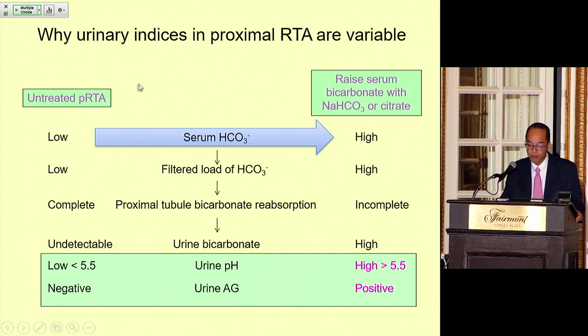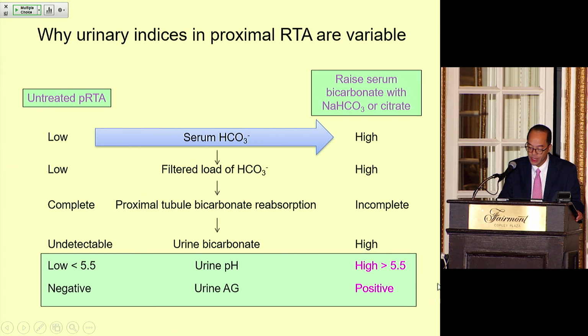Now, if, for example, you were to treat this patient by giving the patient sodium bicarbonate or sodium citrate and attempt to force that serum bicarbonate up, now they start filtering more bicarbonate. It exceeds the threshold for reabsorption by the proximal tubule. They spill it in the urine, and they have an alkaline urine and a very positive anion gap. So depending on where you are on this spectrum, your pH in the urine can be low or high, and your urine anion gap can be negative or positive.